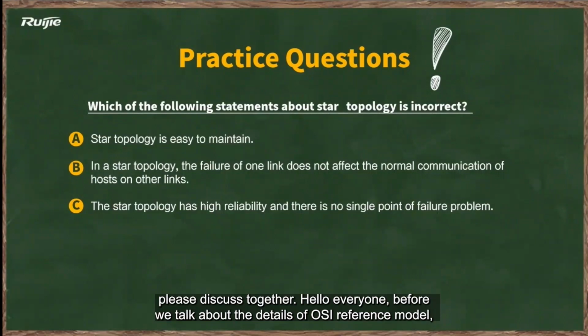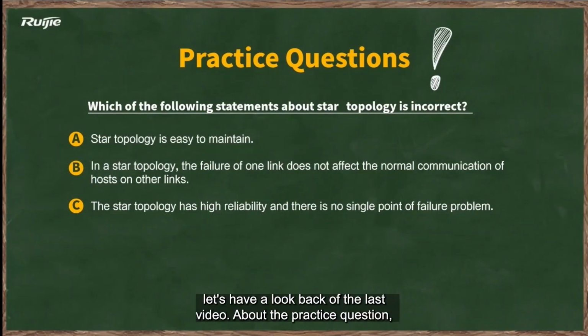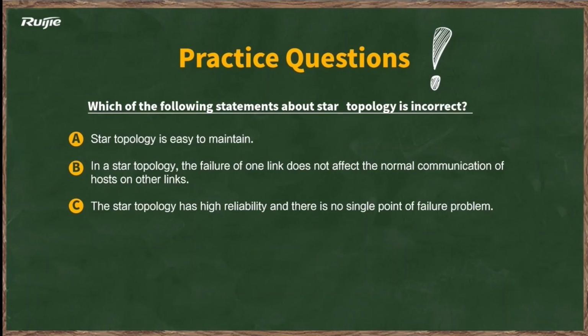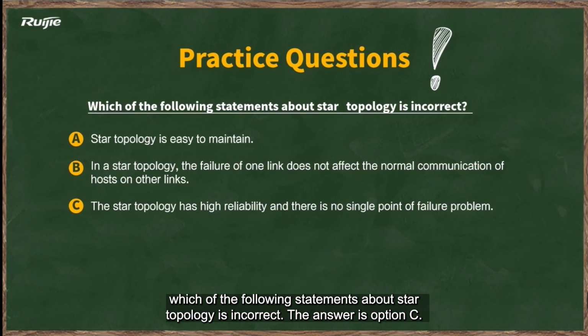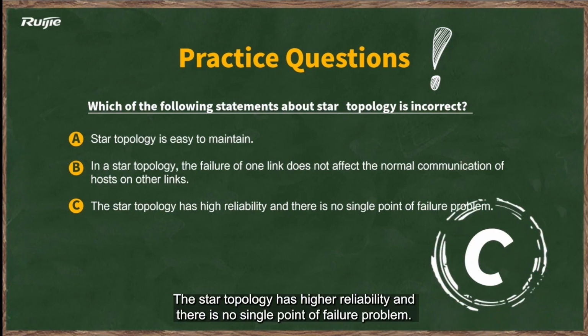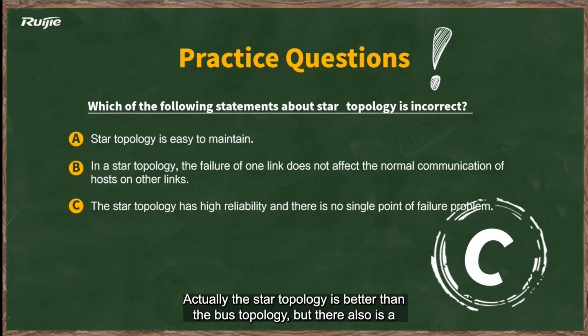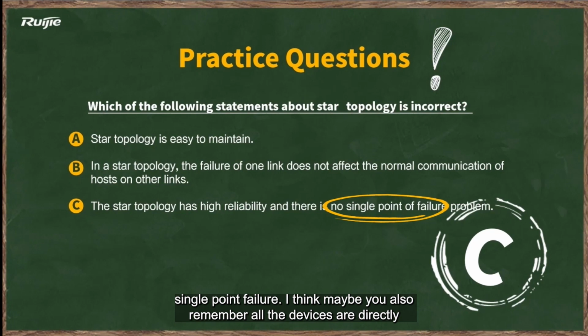Hello everyone. Before we talk about the details of the OSI reference model, let's have a feedback of the last video about the practice question. Which of the following statements about star topology is incorrect? The answer is option C. The star topology has high reliability and there is no single point of failure problem. Actually, the star topology is better than the bus topology, but there also is a single point of failure.